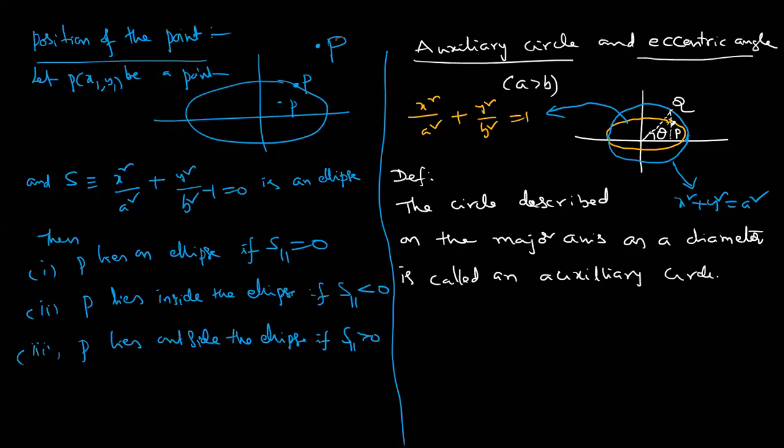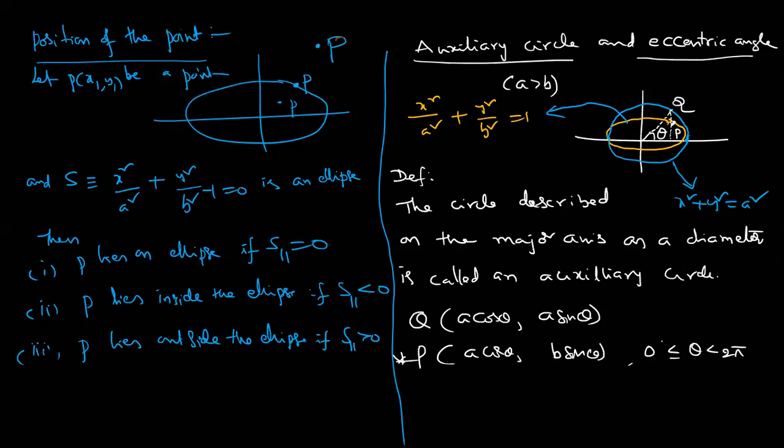Find out the coordinates of Q. They can be a cos theta comma a sin theta, parameter coordinates. So P can be a cos theta, which is fixed, but this is b sin theta. So these are very, very important coordinates. Here 0 degrees is less than or equal to theta less than 2 pi. Theta is called the eccentric angle. So based on this one, see how they ask the question.